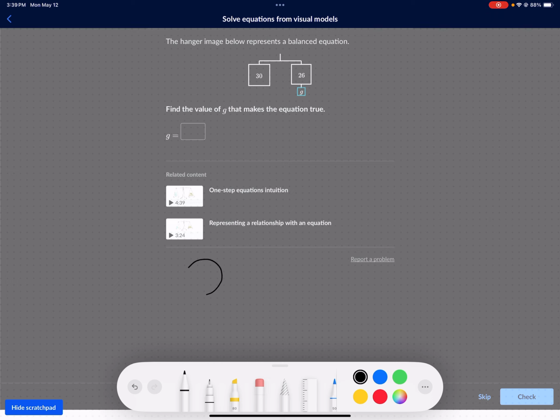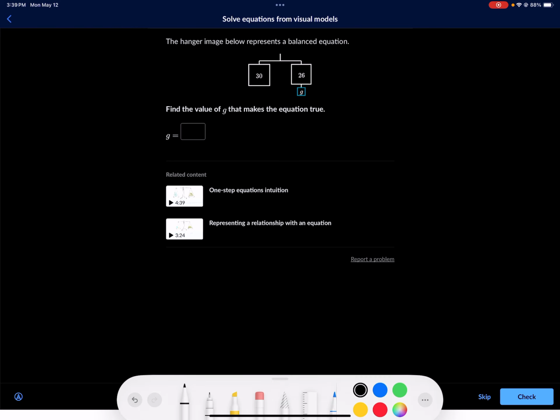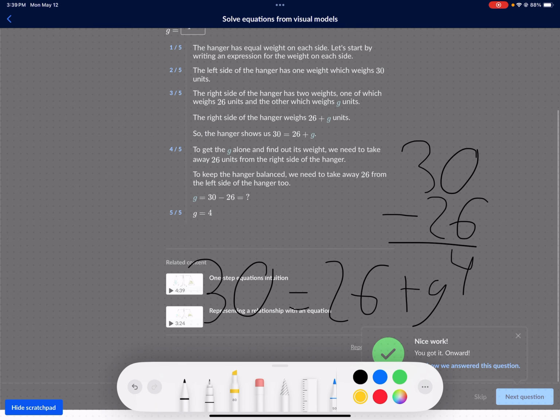Okay, let's rapid fire this one as well. We have 30 equals 26 plus g because these are together. And then we subtract 26 on both sides. 30 minus 26 is 4. So 4 is our answer. If you got that right, good job. If you didn't, here are the videos, and happy studying.